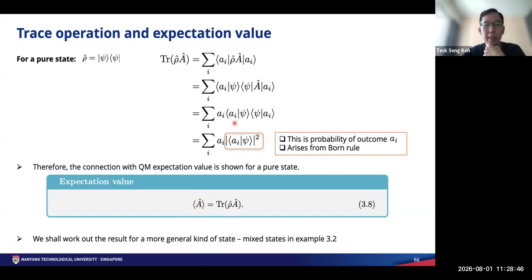If you go through this set of derivation, you will find that there exists in the last step this inner product between an eigenstate, the ith eigenstate or eigenvector of the observable A, and the state you have in mind. This we interpret as the probability of outcome A, and it arises from the Born rule. So it's applying the Born rule. And when you apply that, you will be able to say that the trace of this product of rho and A gives you the expectation value of A. Keep that in mind as well.